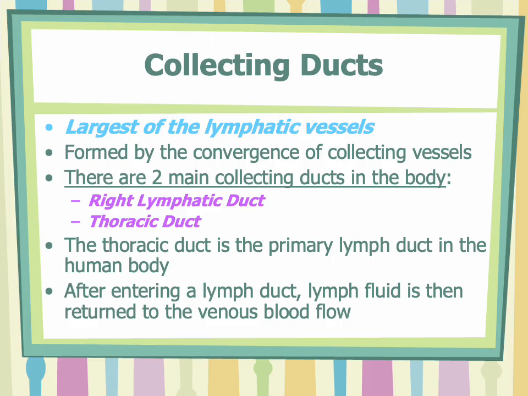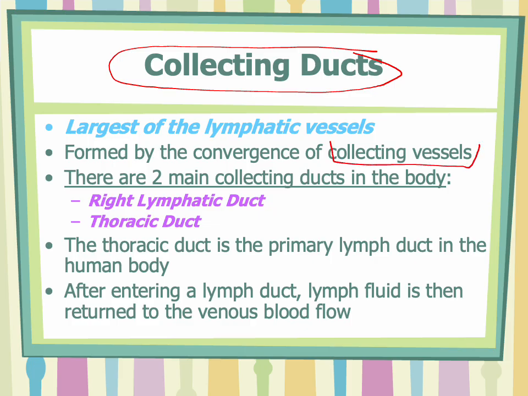Okay? Now we have the collecting ducts. So these are the biggest and the largest expression of the lymphatic system. So they, as I said, they're the largest of the lymphatic vessels. Okay? They're formed by the convergence of collecting vessels and the collecting trunks, right? So there are two main collecting ducts. They are the right lymphatic duct, and this is pretty important. Keep this one in your mind. Right lymphatic duct, and then thoracic duct.